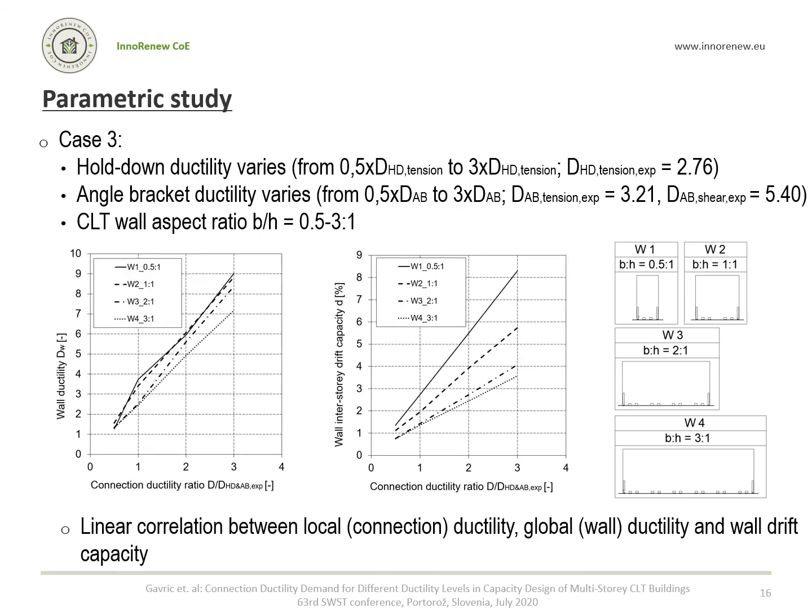In case 3, we varied all local ductilities. In this case, we found linear correlation between local connection ductility, global wall ductility, and wall drift capacity.